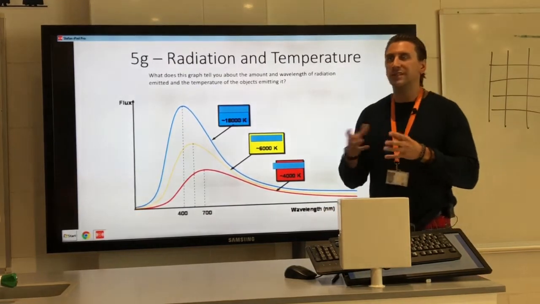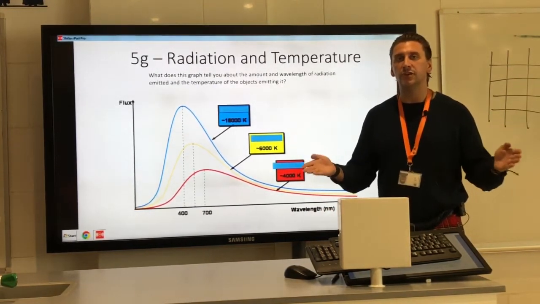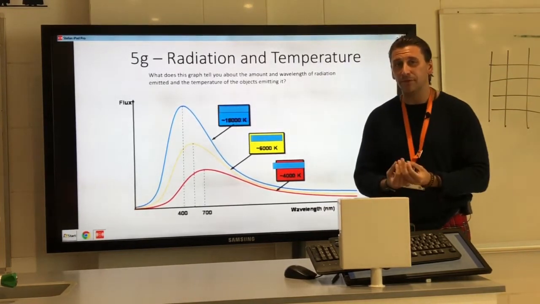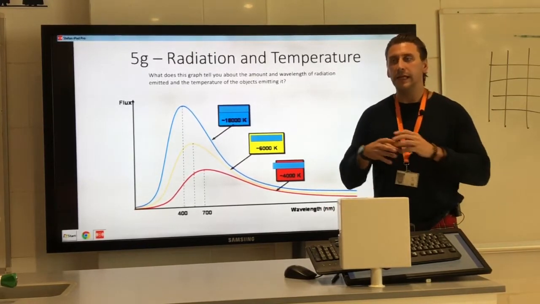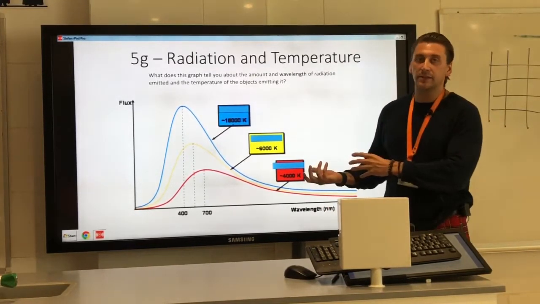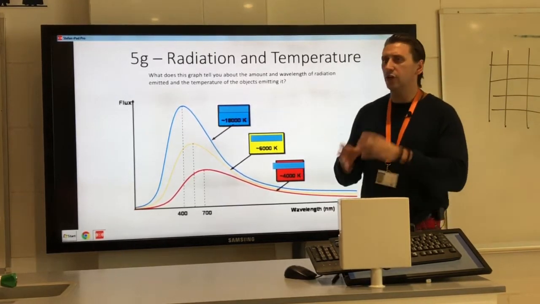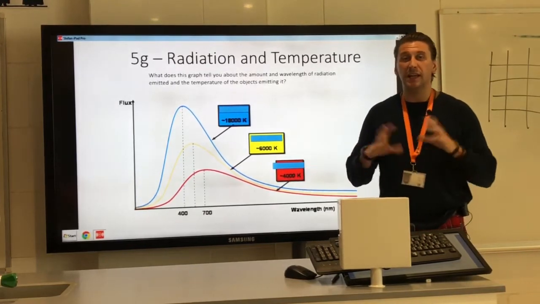Now, what we're saying in this section is all objects can or do emit radiation, but how much radiation they emit and what type of radiation they emit depends on their temperature. And obviously the way that it depends on their temperature we're going to look at in this section. But essentially, not all objects emit all types of radiation, and not all objects emit a lot of radiation.